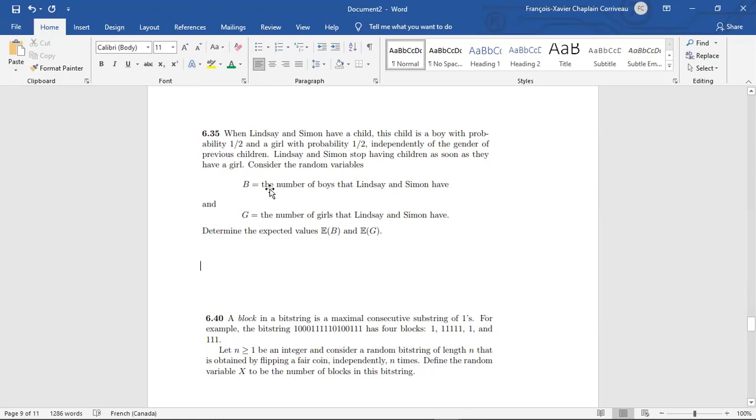Consider the random variables. B is the number of boys that Lindsay and Simon have, and G is the number of girls that Lindsay and Simon have. So we want to find two expected values. Again, what is this experiment doing? They keep having children until they have a girl. So it still looks a lot like a geometric distribution, not quite a binomial distribution.